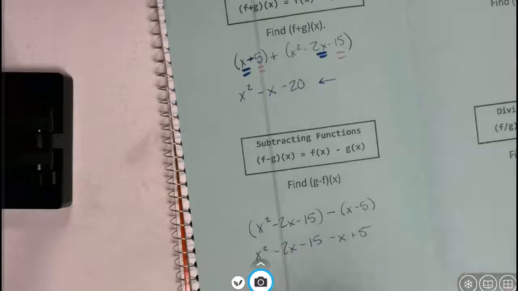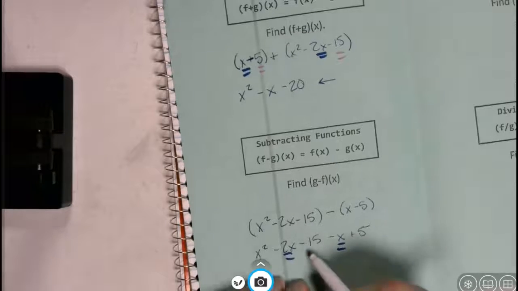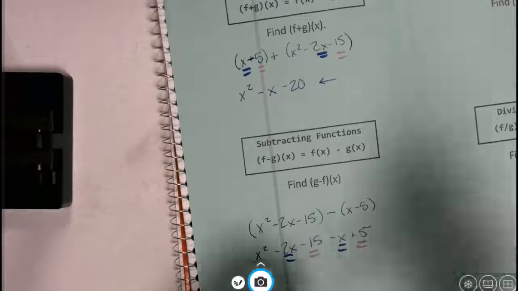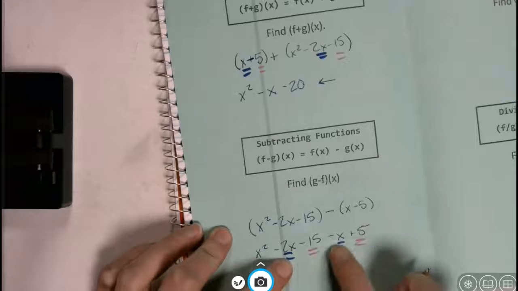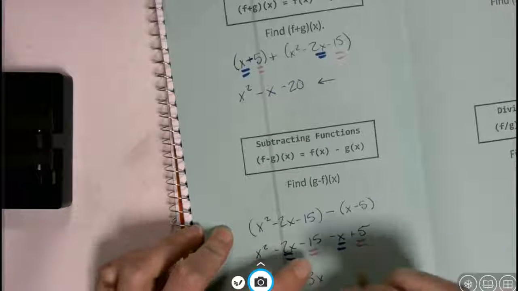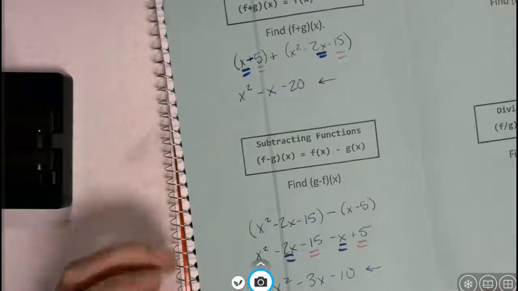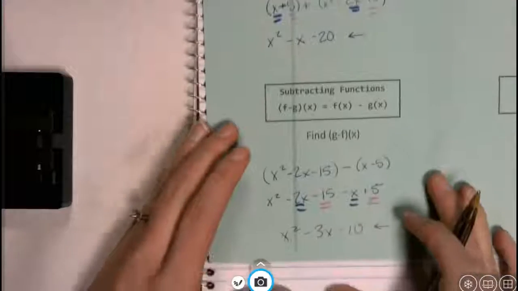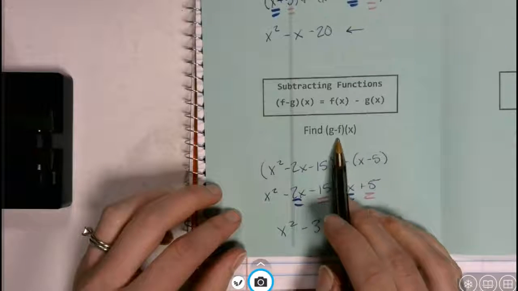So then again, I find my common things that I can combine, my like terms, and I go ahead and combine those terms. So now I have x squared, negative 2x minus x is minus 3x, negative 15 plus 5 is minus 10. There is my final answer for subtracting those different functions. Okay, so always keep in mind which order we are going in. Okay, so now let's look at our next one. Let's look at multiplying.